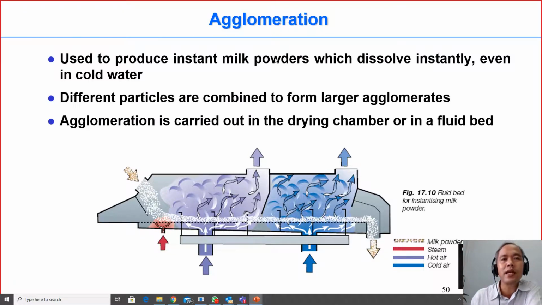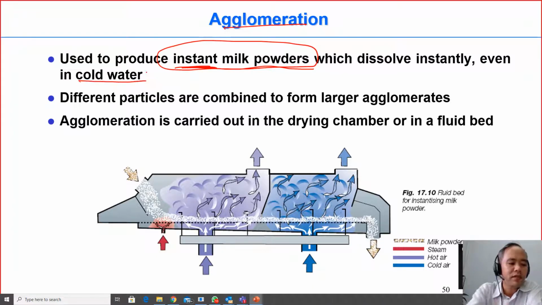Agglomeration is a process in which very fine, very small droplets of solid powder, already dry particles of milk, are linked together to become larger particles. This is applied in making instant milk powders. The term instant means that when we dissolve them in water, they dissolve instantly, very fast, even in cold water.